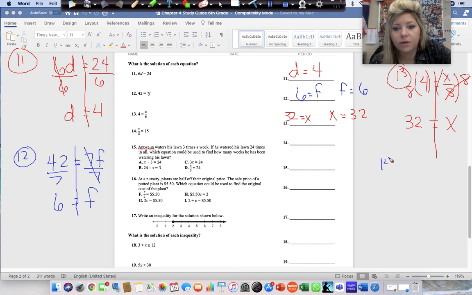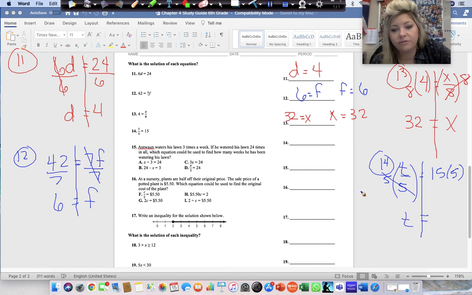Okay, we have number 14, which is t divided by 5 equals 15. Draw a line down from your equal sign. Right now we have our variable t, which is being divided by 5. The opposite of dividing by 5 is multiplying by 5. So we want to multiply both sides by 5. This side is going to cancel, and we're left with t is equal to 15 times 5. And if you don't know what 15 times 5 is, you can do that off to the side. 5 times 5 is 25. We carry the 2. 5 times 1 is 5, plus 2 is 7. So we have t equals 75, or 75 equals t.